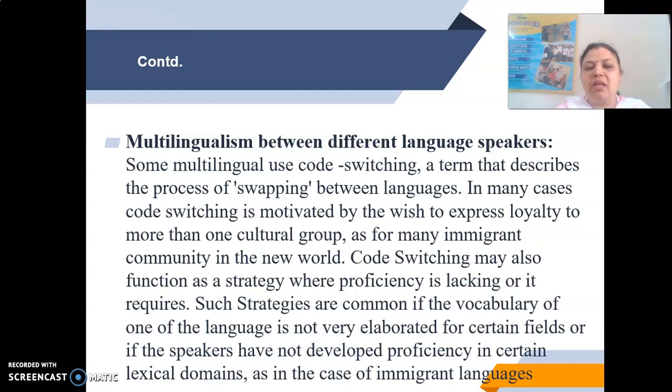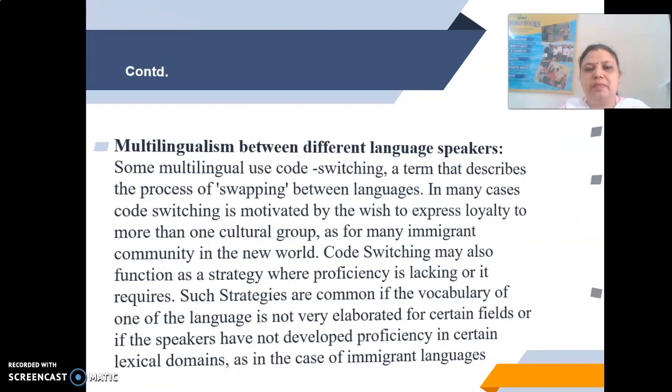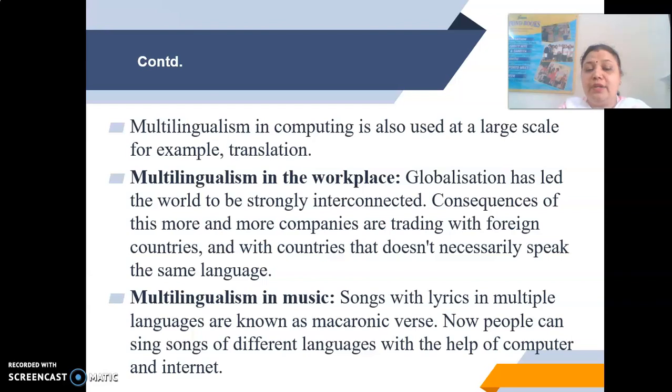As for many immigrant communities in the New World, code switching may also function as a strategy where proficiency is lacking or it is required. Such strategies are common if the vocabulary of one language is not very elaborated for certain fields, or if the speakers have not developed proficiency in certain lexical domains, as in the case of immigrant languages. It also helps in computing at a large scale, for example, translation.